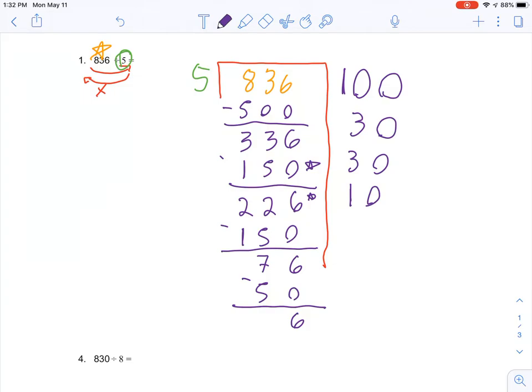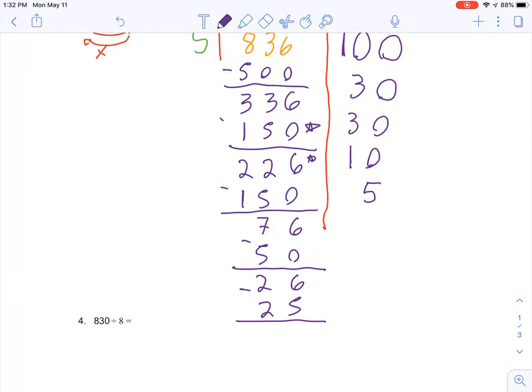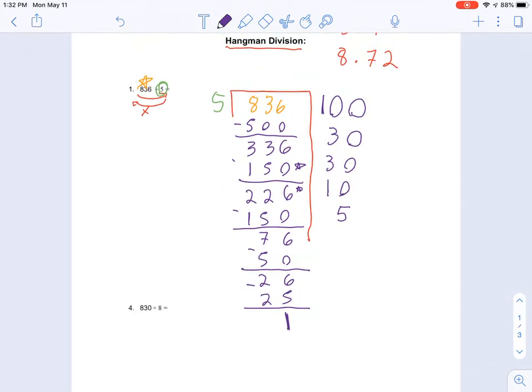Okay, so now we're left with 26. And last but not least, 5 times 5 is 25. And we are left with 1. Okay, now what's the problem here? Well, the problem is there's no number times 5 that will give us an answer less than 1. Unless, of course, we work with decimals.